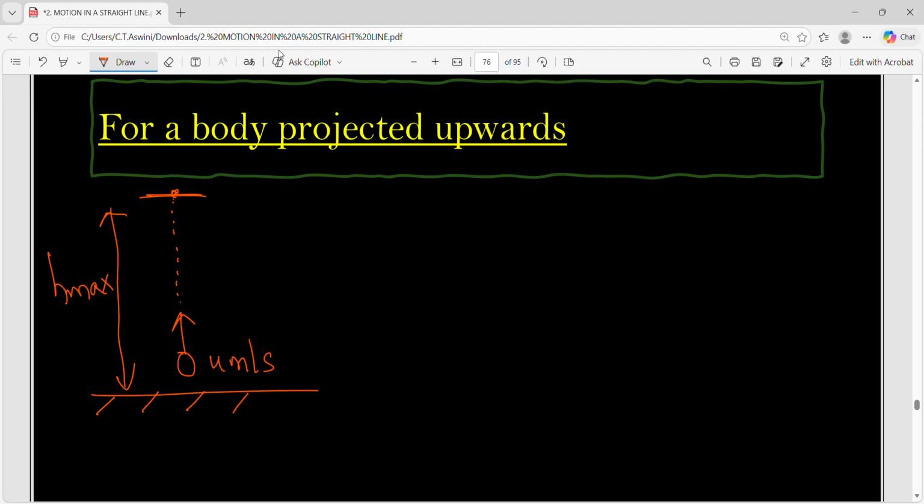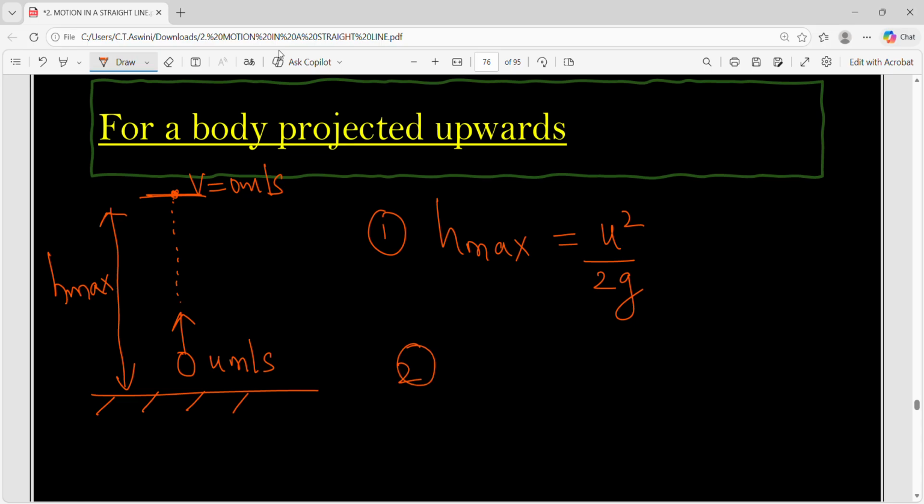After reaching maximum height, what happens to its final velocity? It becomes zero. It travels until its velocity becomes zero, right? Now the questions will be like, what is the maximum height reached by the body? It will be u square upon 2g. And what is the time taken by the body to reach maximum height? It will be u upon g. Time taken to reach the maximum height, u by g. And maximum height reached by the body is u square by 2g. Memorize the formulas. We'll solve some questions.